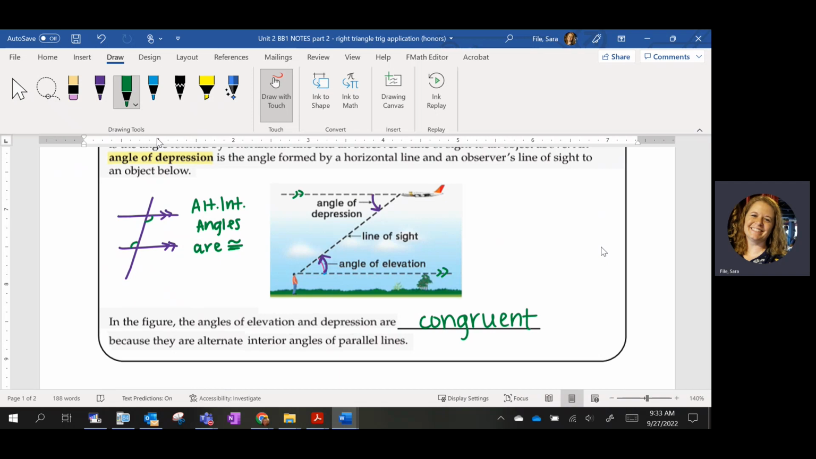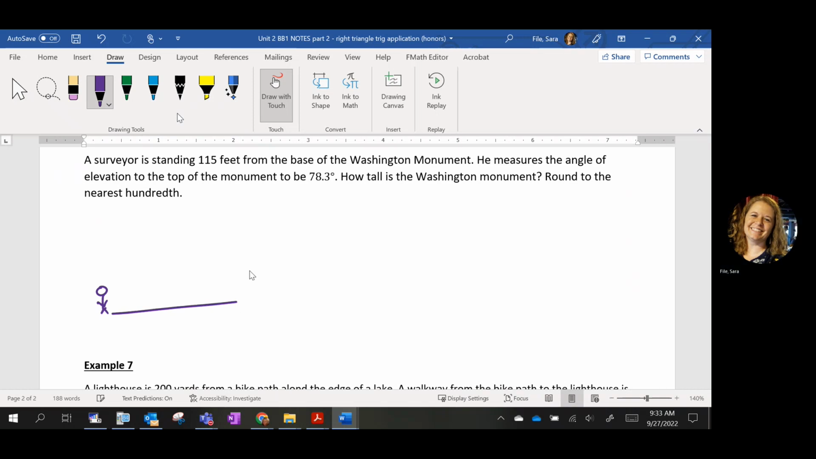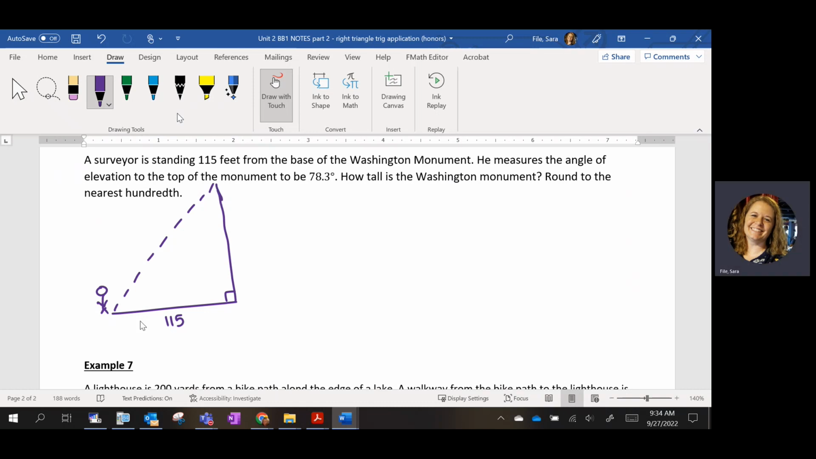Okay. So let's see what this next one is. It says, a surveyor is standing 115 feet from the base of the Washington Monument. He measures the angle of elevation to the top of the monument to be 78.3 degrees. Okay, so here's the man. Hello. Okay, here is the Washington Monument. I didn't draw that very straight, but you get the idea. So he is standing 115 feet from the base of the monument, so the distance between the man and the monument. Okay, and he measures the angle of elevation here to the top of the building.